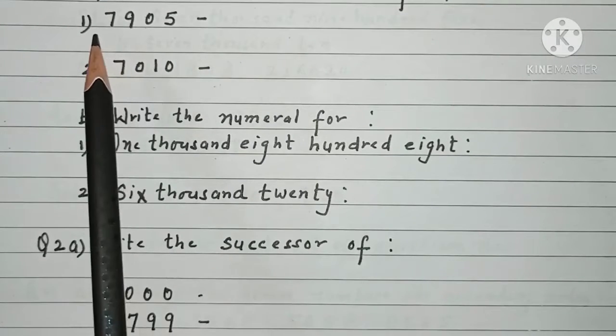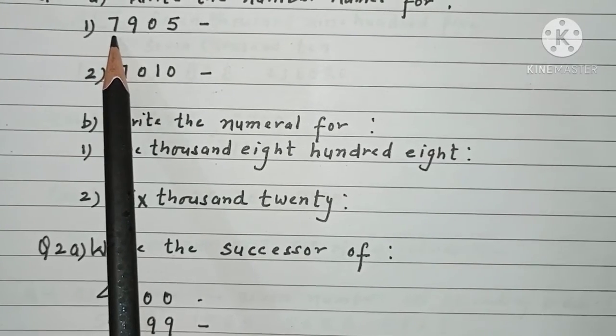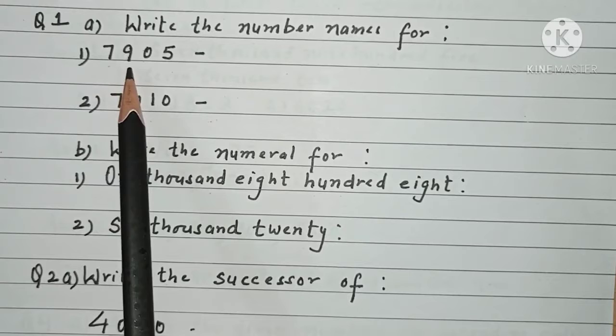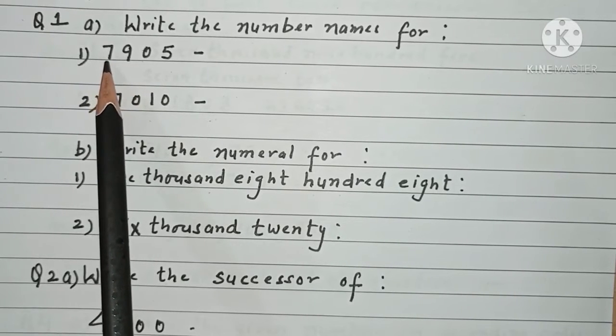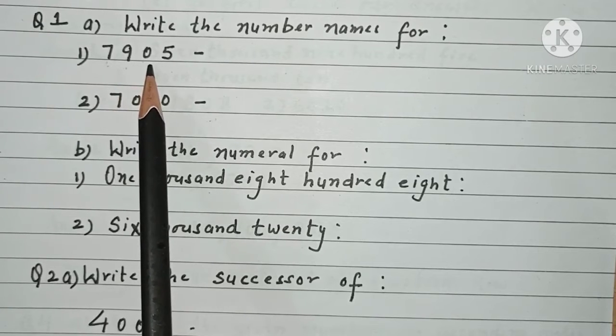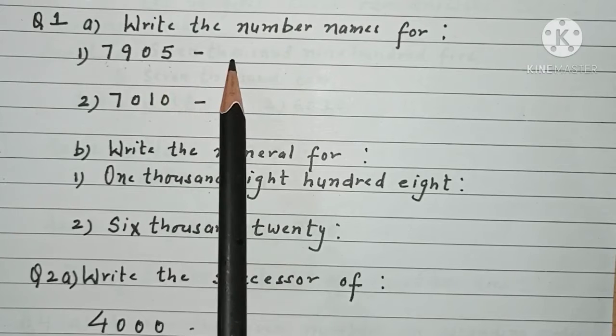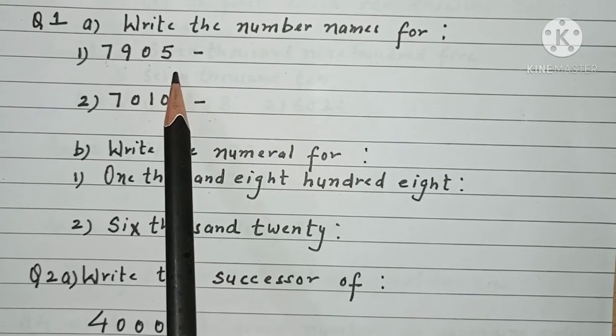For example, in first part, 7 is at thousands place. So, accordingly write the number name as 7000. At hundreds place we have 9. At tens place we don't have any digit and at ones place we have 5. So write the number name accordingly.